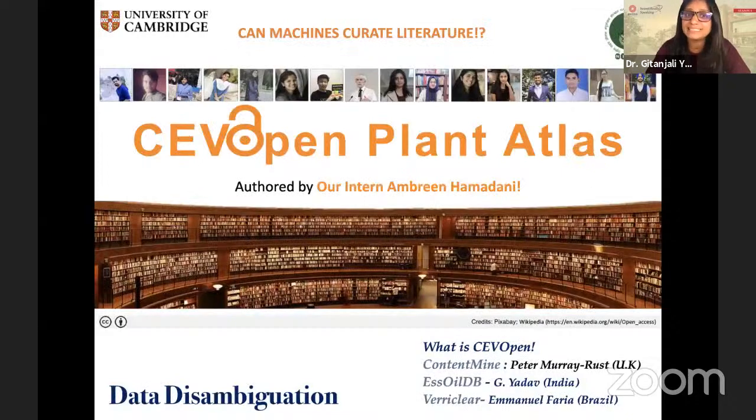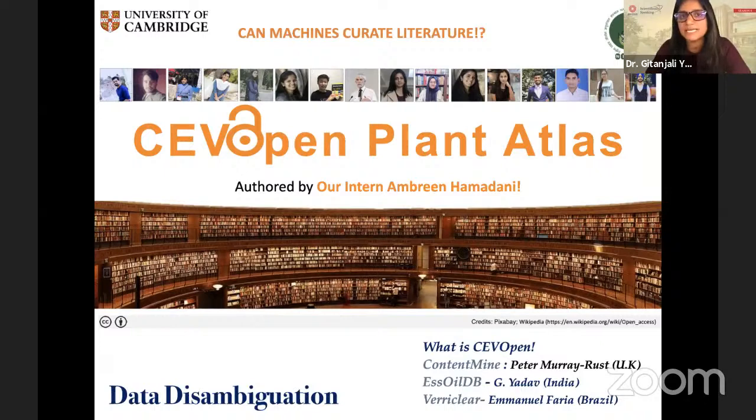And of course, we built this group of students or interns, mostly undergrad, but also school children. We have a nice 11th standard student who's working with us, Ayush, who's done fantastic work with us because he does great coding, and kids are so much better at coding, I've seen, than most of us who are more senior. So we have the CEV Open Plant Atlas, where all of these students are our younger colleagues, and there's Peter Murray-Rust at Cambridge and myself here at NIPGR, and we are together with Emmanuel Faria from Brazil, who's running the Very Clear cosmetic company, and we are extracting information from plants.